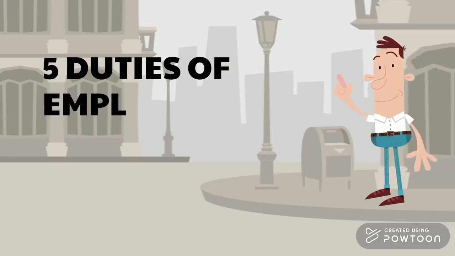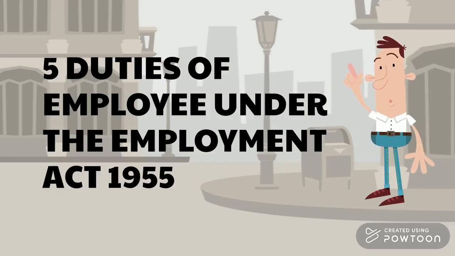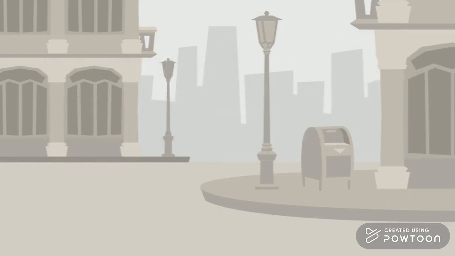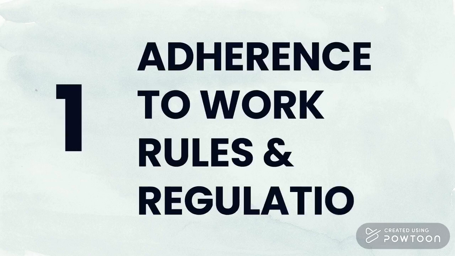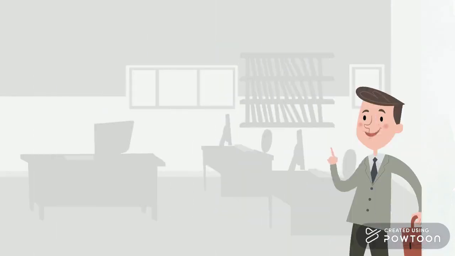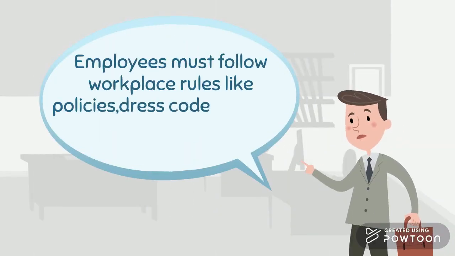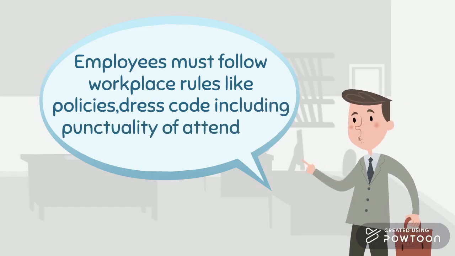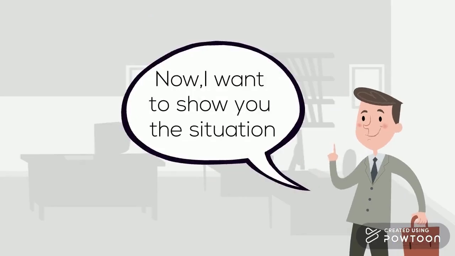Now let's move to the topic, which is 5 duties of employee under the Employment Act 1955. First one, adherence to work rules and regulations. Employees must follow workplace rules like policies, dress code, including punctuality of attendance. Now, I want to show you the situation.